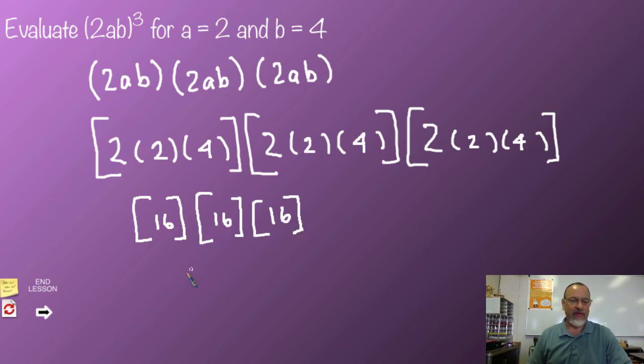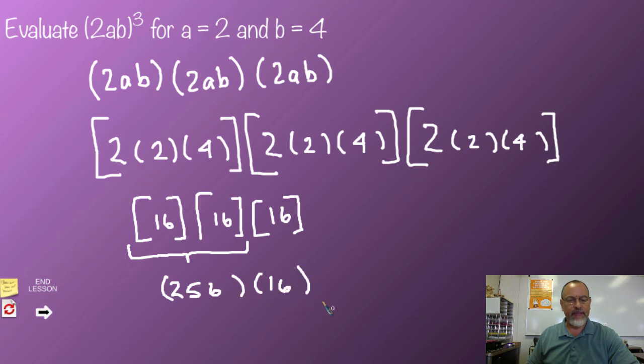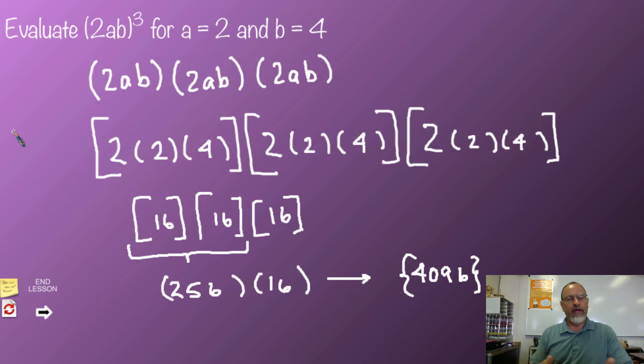Okay, so we're going to have to maybe do a little calculating here. I know that 16 times 16 is 256, so that's 16 squared. And then I have that times 16. And then 256 times 16 is going to be 4,096.